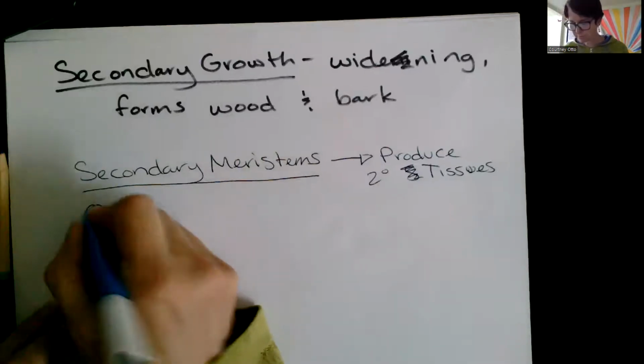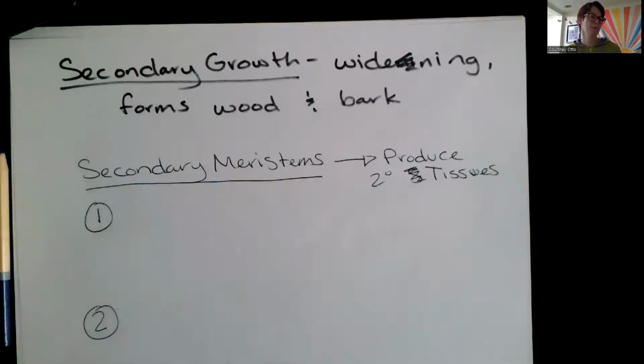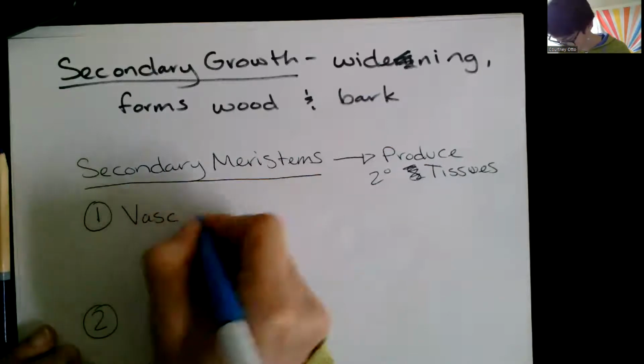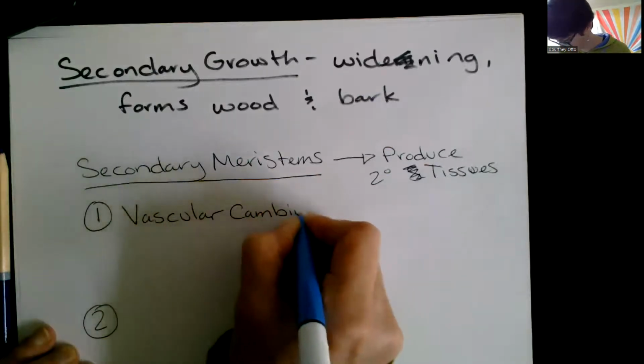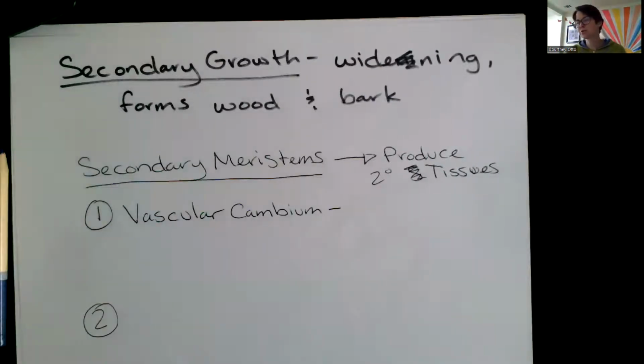And there's going to be two secondary meristems. We're going to derive them one at a time. The first one that we're going to have originate is going to be what we call the vascular cambium. Now, the vascular cambium, we're going to draw it originating in just a second. The vascular cambium is going to form from residual procambium that's left inside those bundles of vascular tissue.